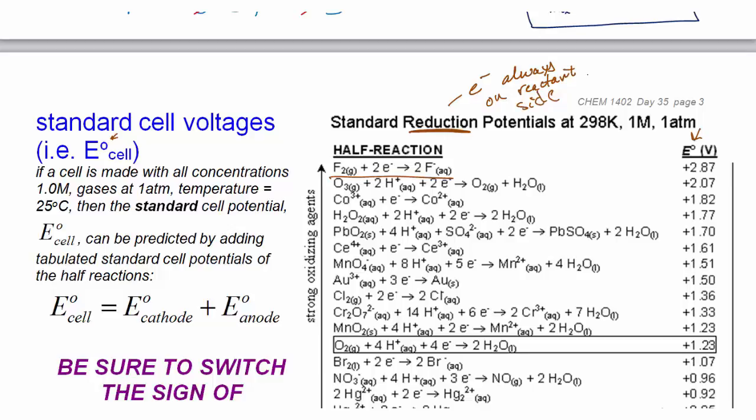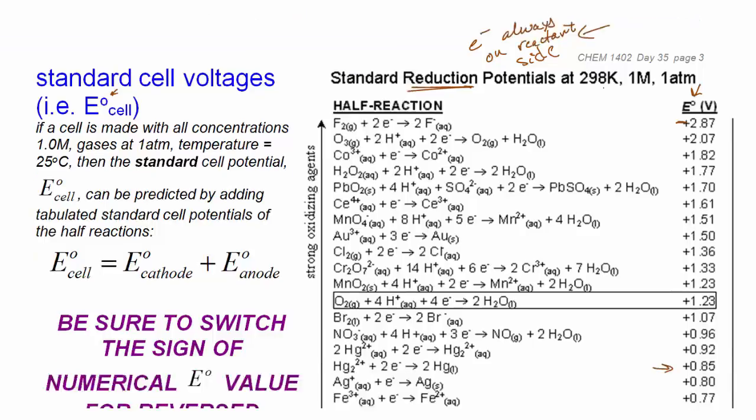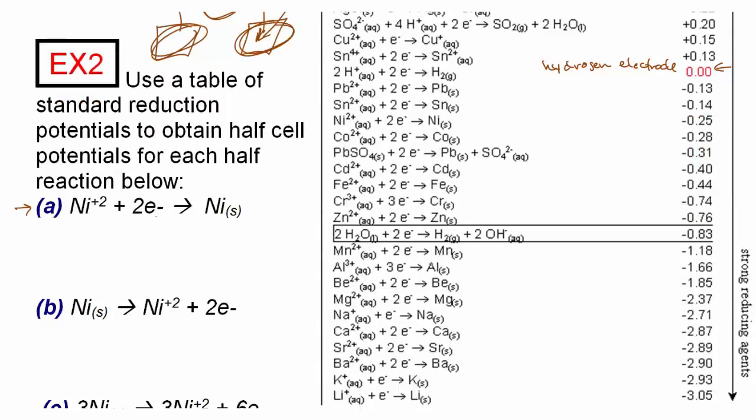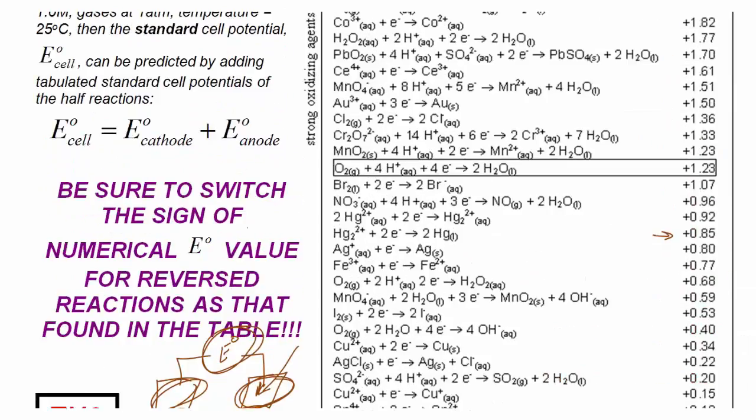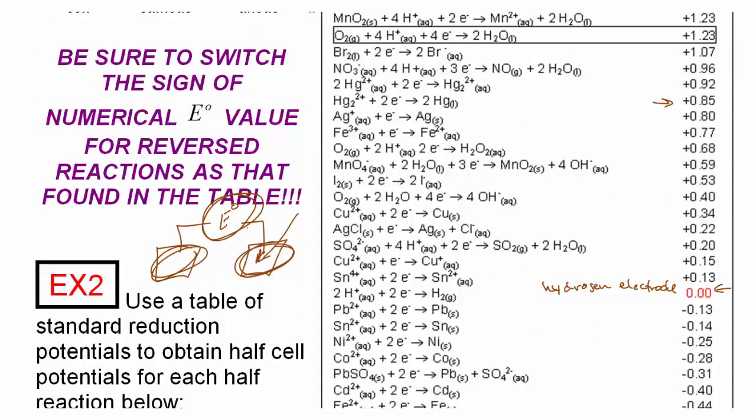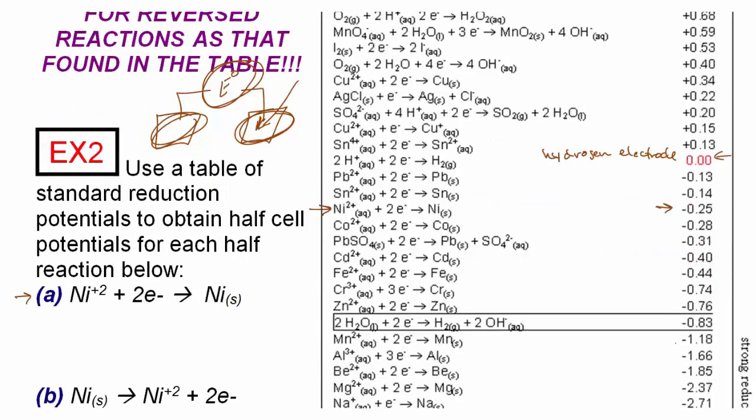You're never going to see a table of standard oxidation potentials. You won't see it because it's too redundant. All it is is flipping all these reactants and products, and then they change the sign. You're always going to see just standard reduction potentials. Electrons are always on the reactant side. Just wanted to point that out because it's easier to find things. Nickel plus 2 electrons. So you need to find it just like it says right here. Let's see. There it is. Negative 0.25 volts is what it says.